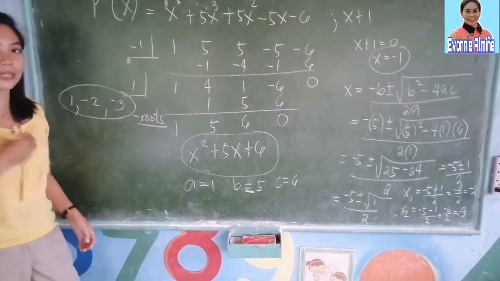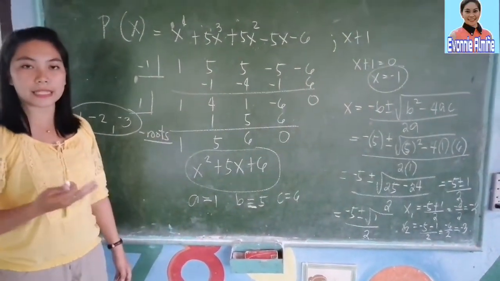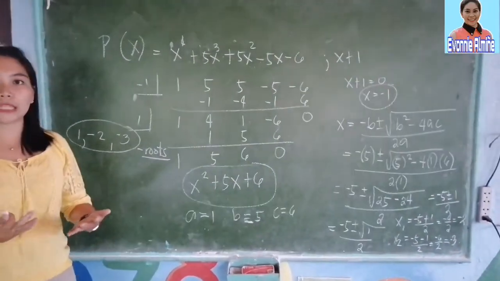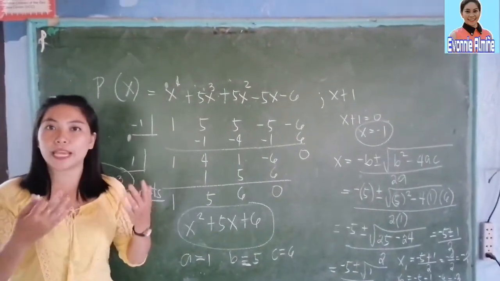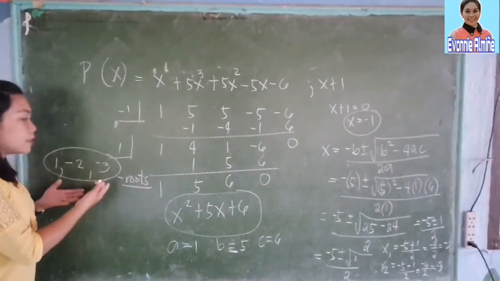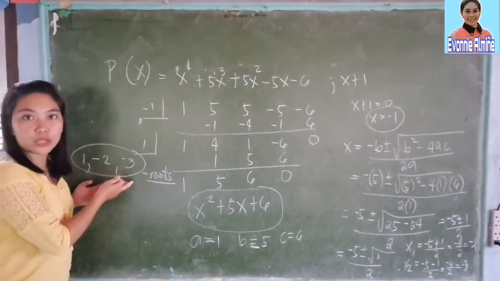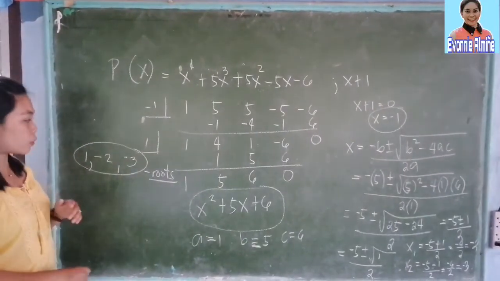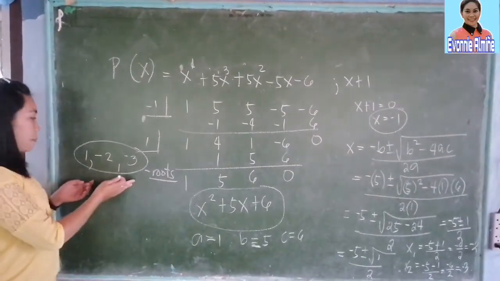Yung kailangan po natin, yung tinatanong po natin kanina sa atin is, find the other factors. So, pag sinabi po natin factors, it should be in binomial form. Pero kapag number or integers lamang po siya, ang tawag po natin sa kanya ay zeros or roots. Ano po yung factors? So, gagawin po natin siyang binomial.